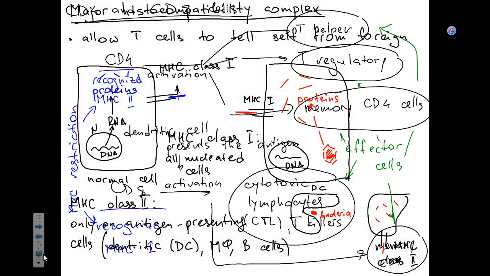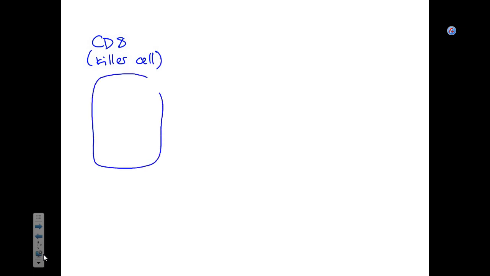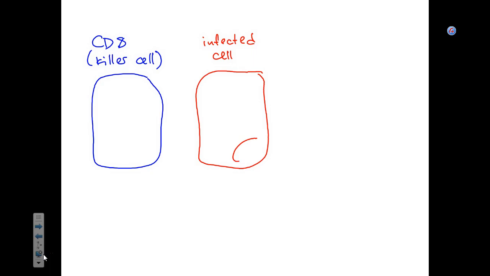So let's move to what they do. You will get the answer in a second. So we have a CD8 cell, the killer cell, and we have a cell that is infected. Say it is a hepatocyte, so it's a nucleated cell, with a nucleus. This nucleated infected cell presents the foreign antigen using what molecule? MHC1, right?